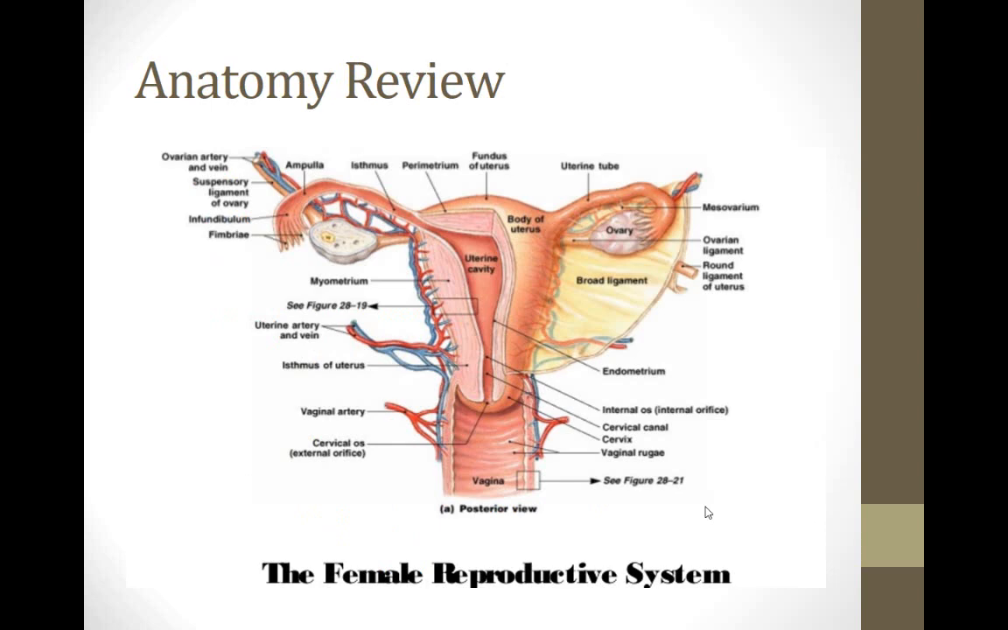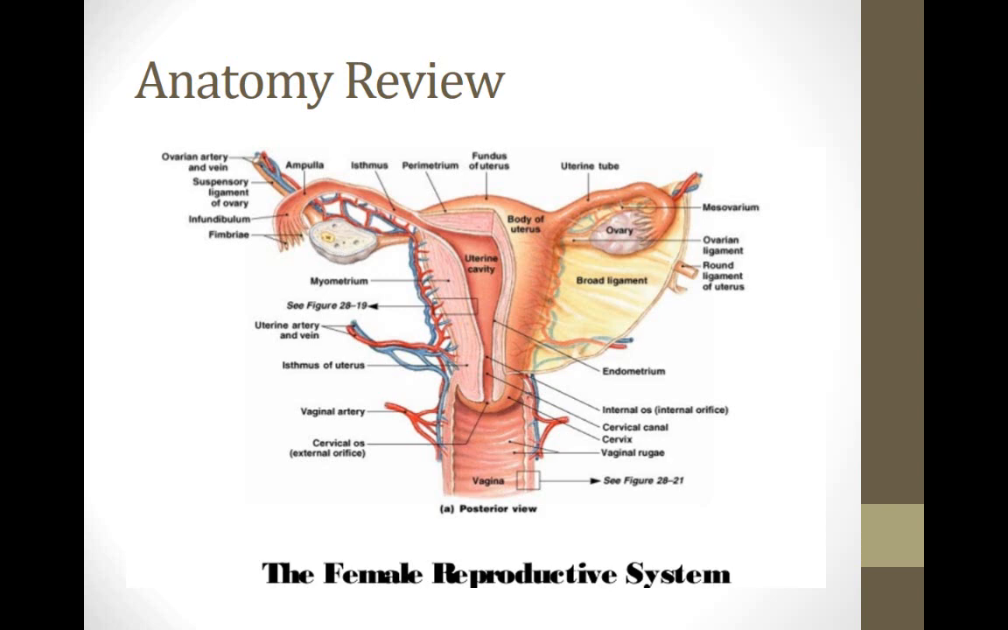Next we have the anatomy review of the female. And so there are a lot of similarities here with what we saw earlier with the male. Females have 2 ovaries, as you can see here in this photo, and their job is similar to what the male's is. They produce the egg, and they produce the hormones progesterone and estrogen.